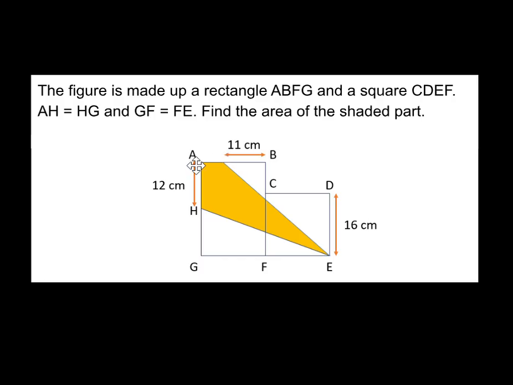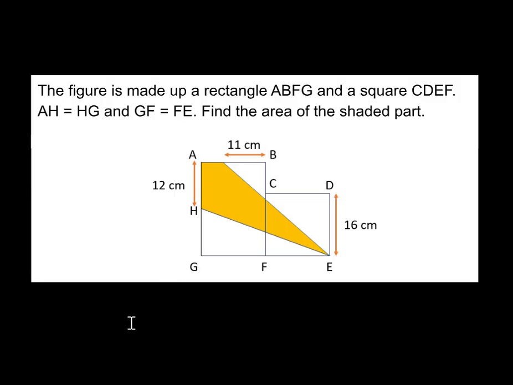So you have a rectangle ABFG, which is here. You have a square CDEF, which is here. Okay, and you're told that AH is equal to HG and GF is equal to FE. You also have the dimensions 16 cm, 11 cm and 12 cm. You are supposed to find the area of this shaded part.